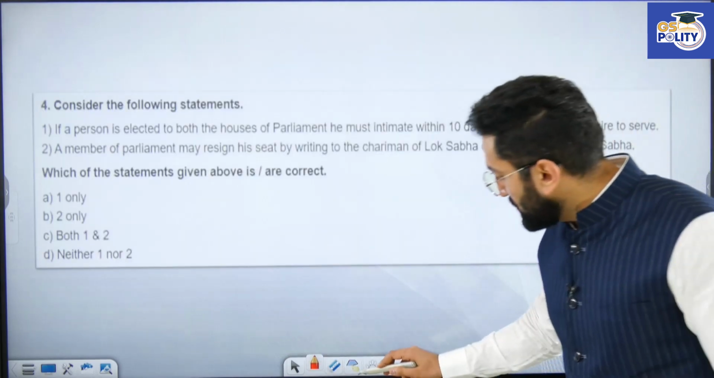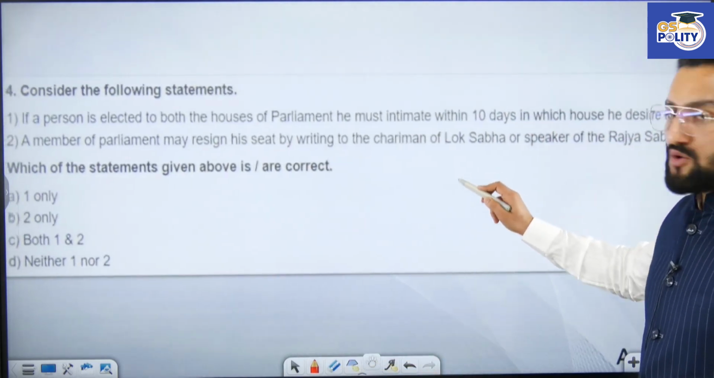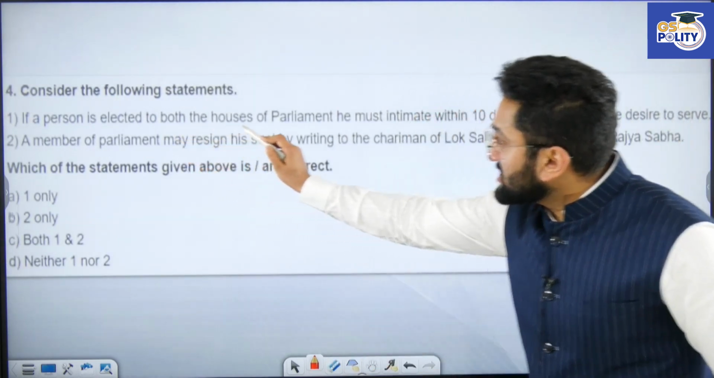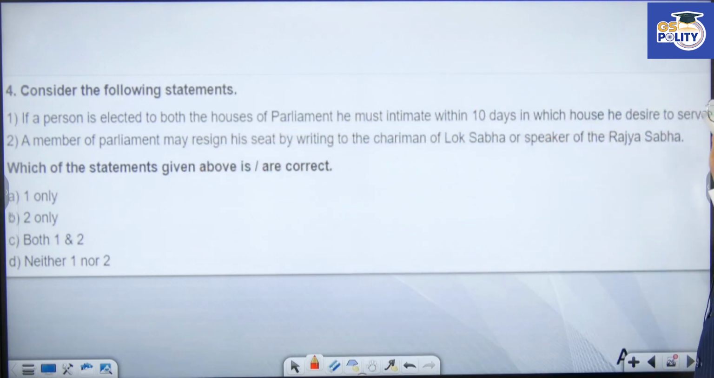I think it is visible. No, let me zoom in. I think now it must be visible. Let me read it out for you. If a person is elected to both Houses of Parliament, he must intimate within 10 days in which House he desires to serve.